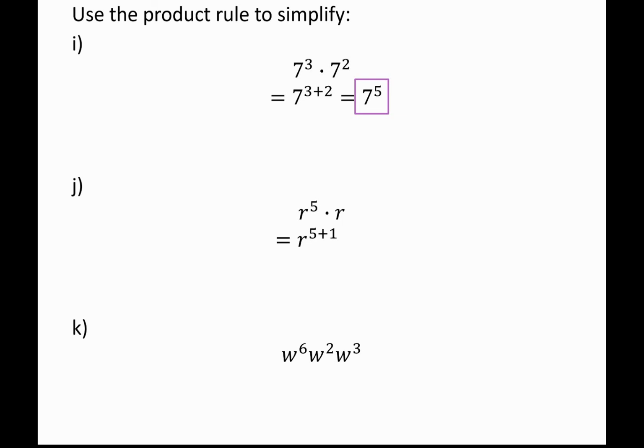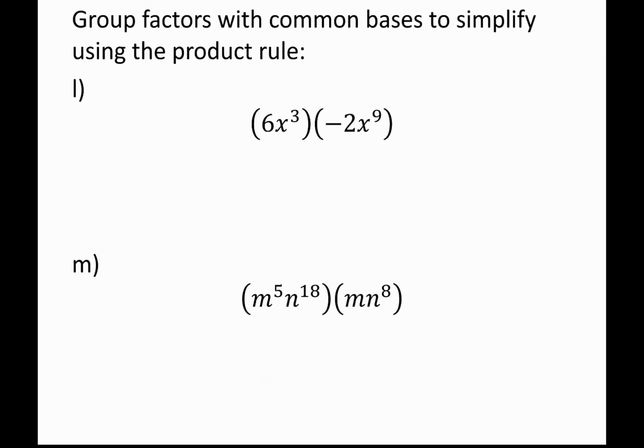For example J, this r has an invisible exponent of 1, so the product rule for exponents will dictate that it's r to the 5 plus 1 power, or r to the 6th power. Lastly, for example K, add those exponents of 6, 2, and 3 together and you'll get w to the 11th power. Okay, cool.